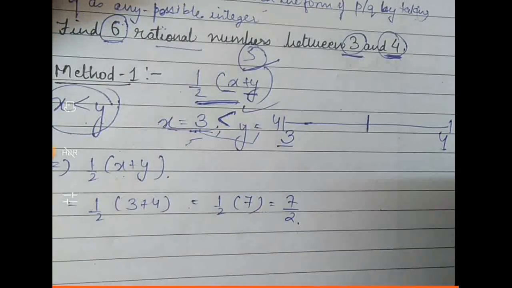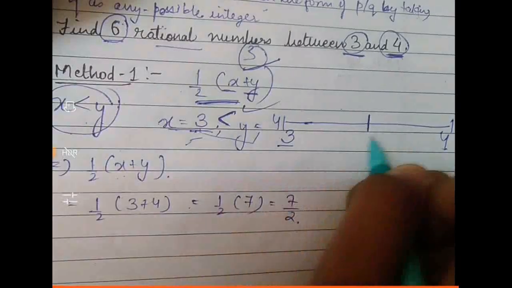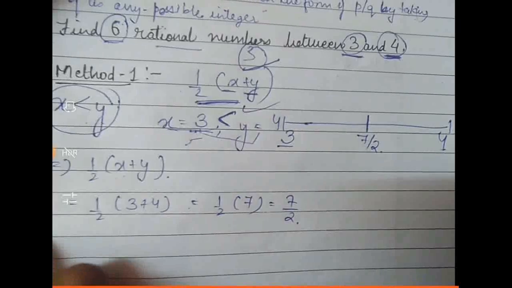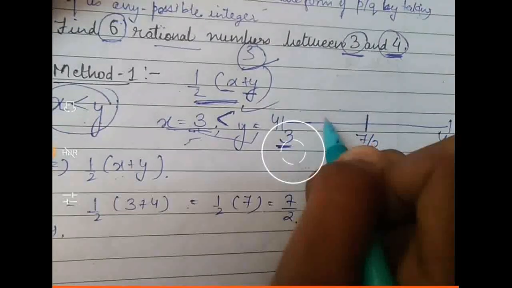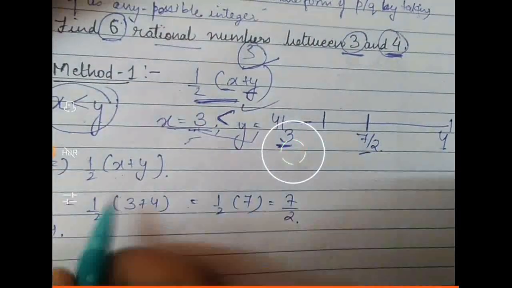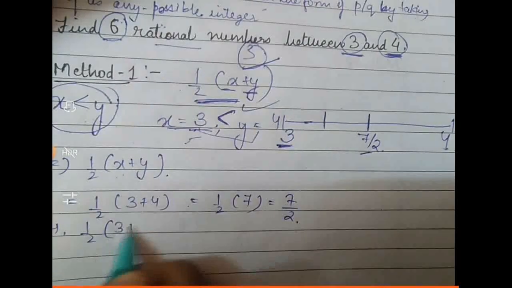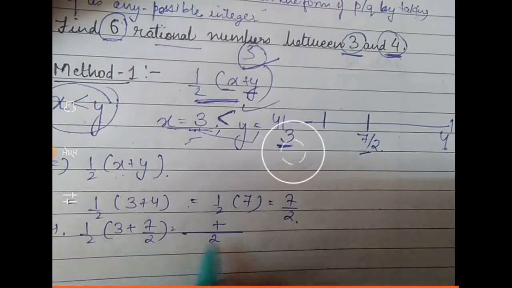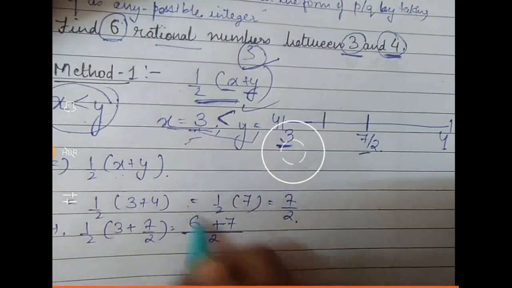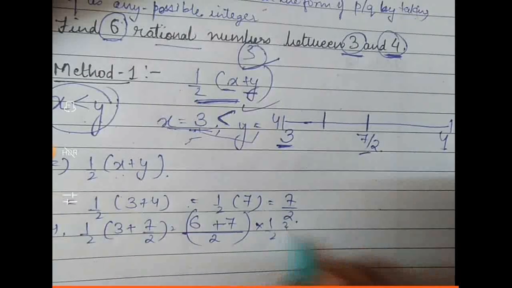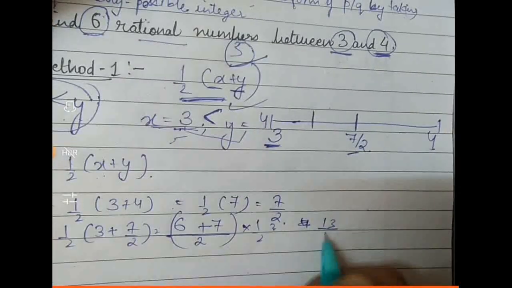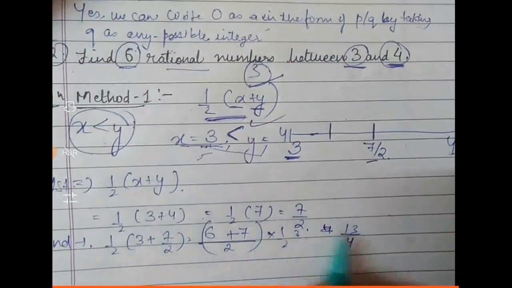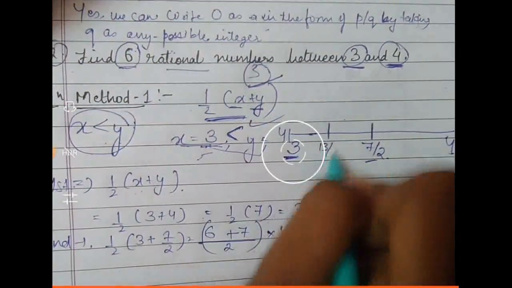Correct? Half into 7, that is 7 by 2. So first here 7 by 2 is going to lie. Now the second rational can be between this and this. Over here I can drop 1, right? So half into 3 plus 7 by 2, which is half into 13 by 2, that is 13 by 4. So next rational number will be 13 by 4, which will be lying over here.